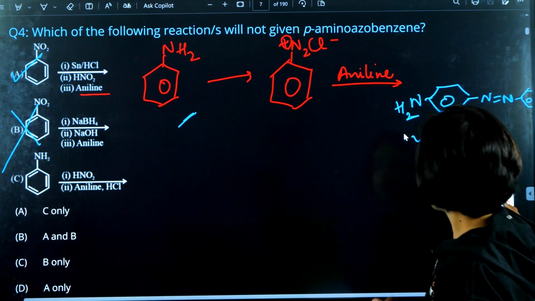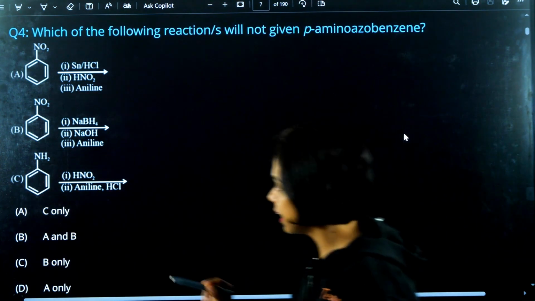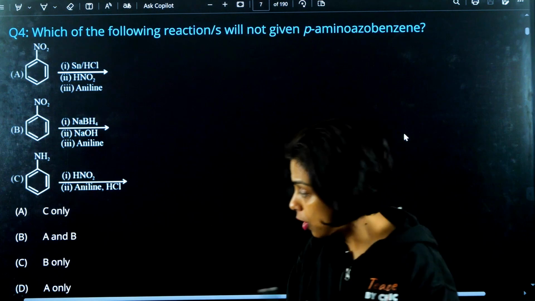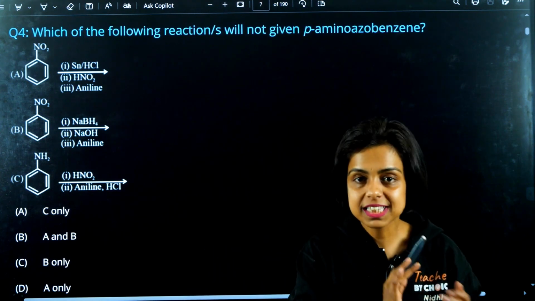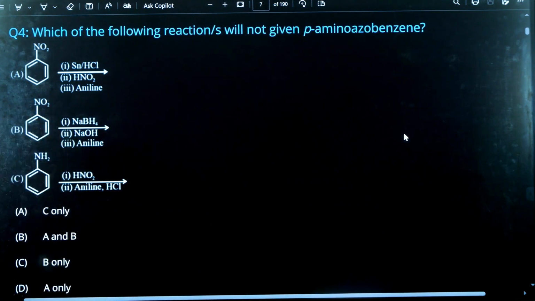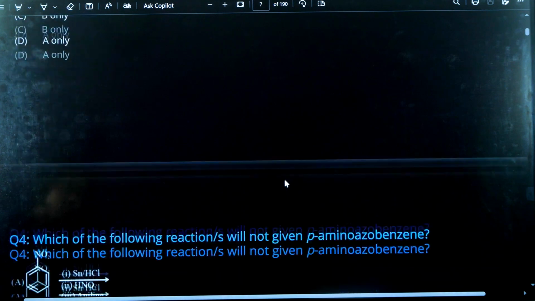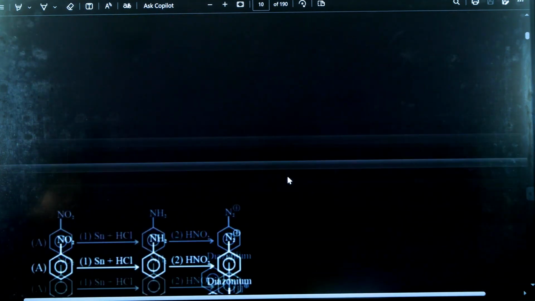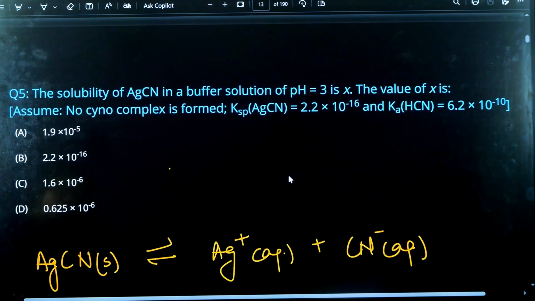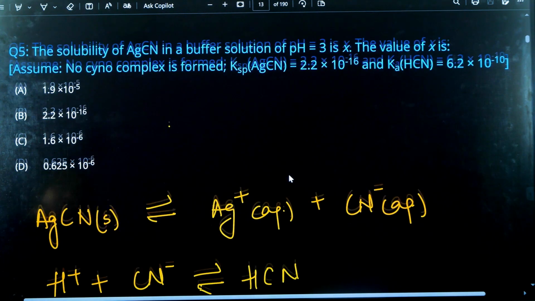So the question was which will not give. The answer indeed is B. B will not give your desired product. So you'll mark your answer as, guys, option C is the correct answer, in which there is B only, right? So okay, that's question number 4. Now let's move on to question number 5.